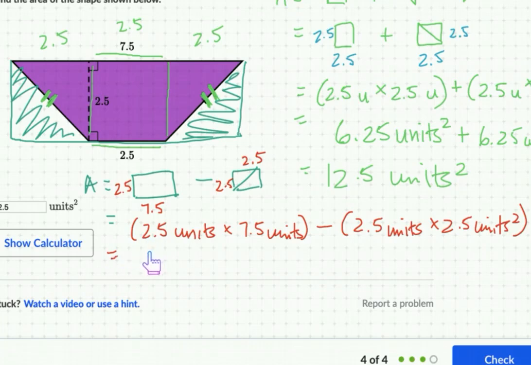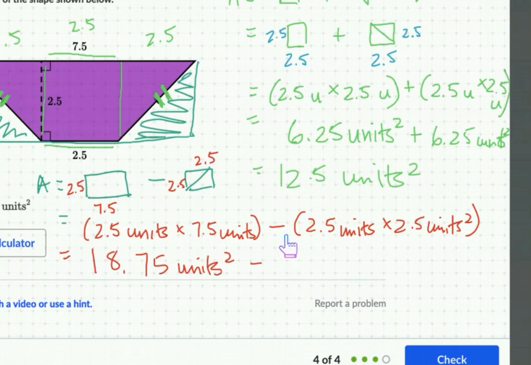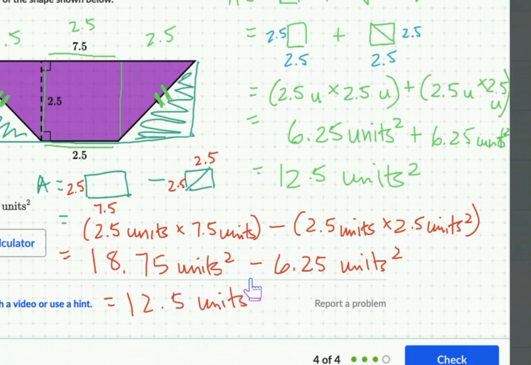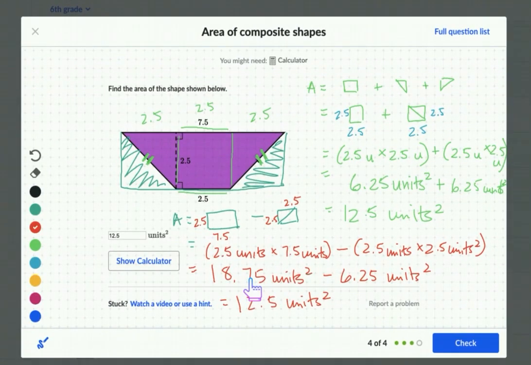And then that's going to equal to, let's see, 2.5 times 7.5. The bigger rectangle is 18.75 units squared, minus 2.5 times 2.5, we already did that up there, 6.25 units squared. So then I actually just have to subtract that, and I get the answer 12.5 units squared. So either method will work. They seem to have the same number of steps even, so there's really no wrong answer.